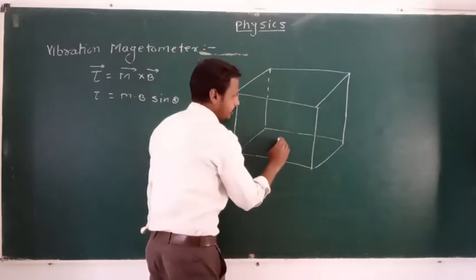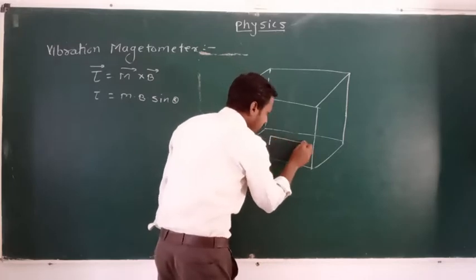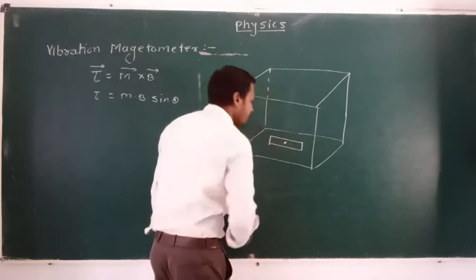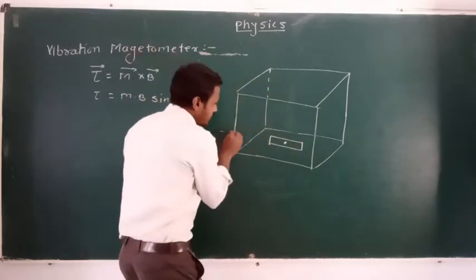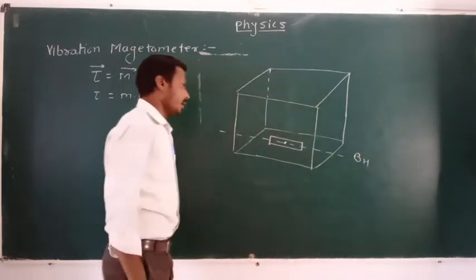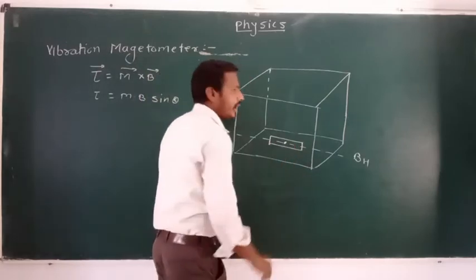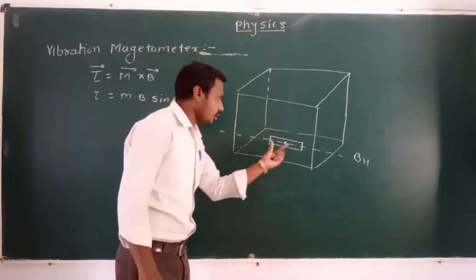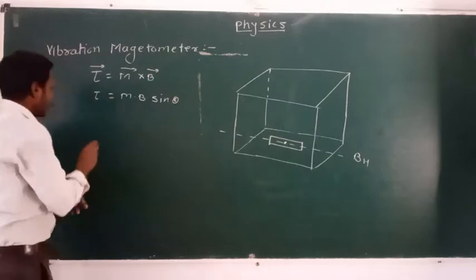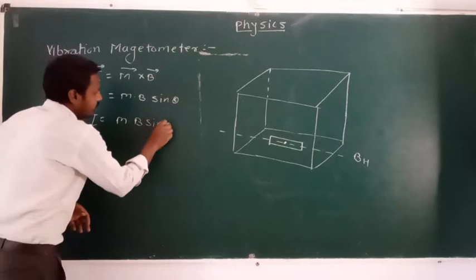and a mirror is adjusted at the base of the box, and a bar magnet is placed on that mirror, which is pivoted at the center. And this is the Earth's horizontal magnetic field BH. If we displace that bar magnet with a small angular displacement, then a restoring torque is developed in that bar magnet. Therefore, by the formula we can write torque is equal to m into b into sine theta.